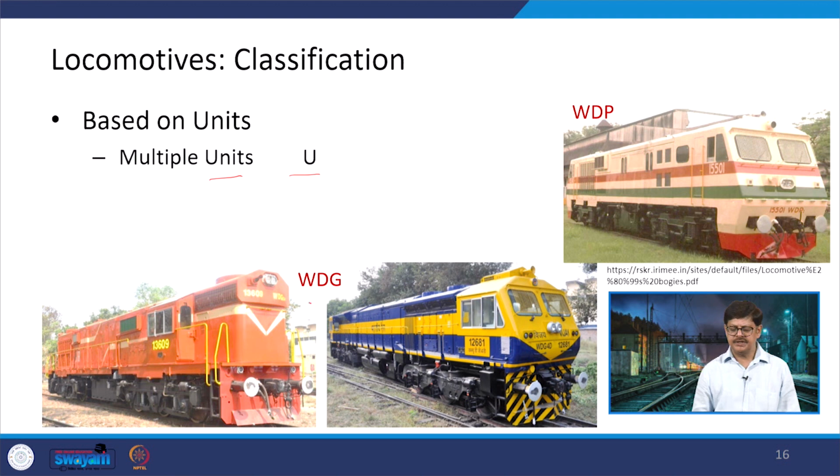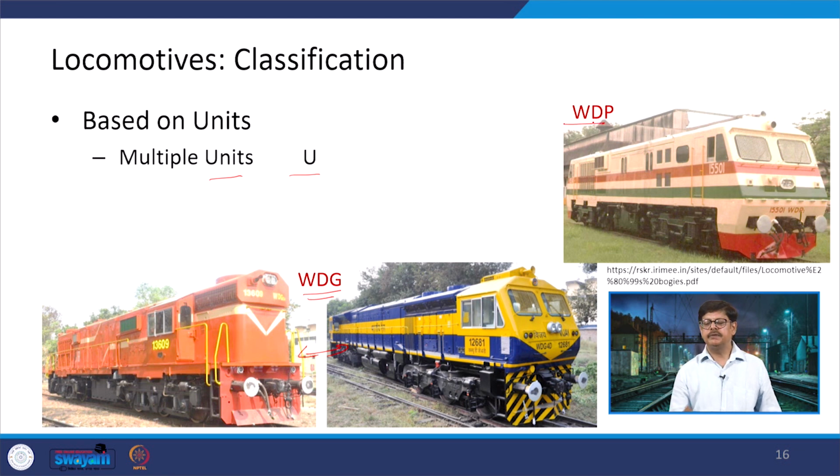So here we can see there is a WDG. Now what is WDG? You have to identify that. The first one is related to the gauge. So if it is W, it is broad gauge. If it is D, the second one is for traction. So D was for diesel, and G is for goods. So it means these two locomotives which have been shown here are basically useful for transporting goods, and they are operated on diesel, and they will be used on a broad gauge track.